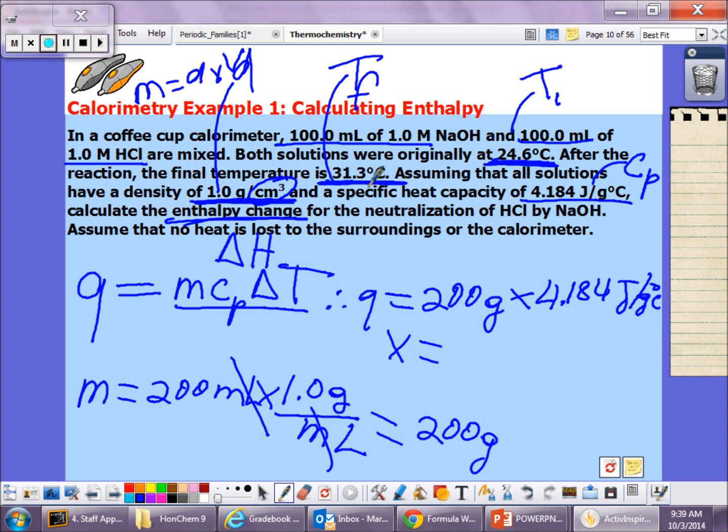It is 31.3 degrees Celsius minus 24.6, which is 6.7. Thank you. Okay, our delta T is 6.7 degrees Celsius. As you can see, your grams will cancel out, your degrees Celsius will cancel out, your answer for Q will be joules. Can I have the answer, please? 5,606.56 joules.